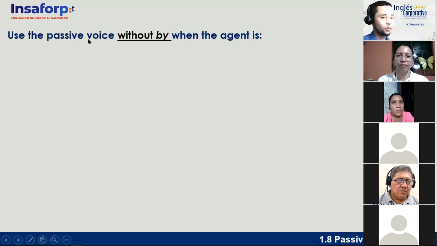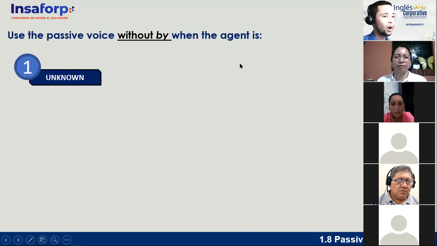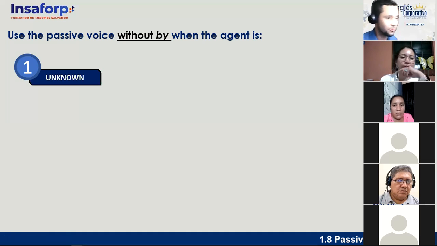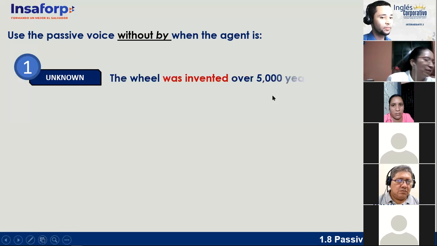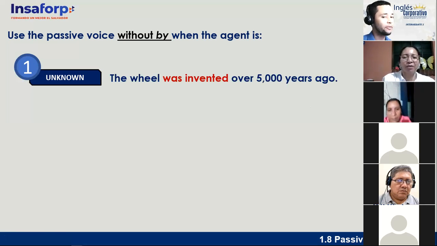Entonces, ¿cuándo vamos a ocupar el passive without by? Use the passive without by when the agent is, number one, unknown. What is the meaning of unknown? ¿Qué significa unknown? Desconocido. That is correct. Let's see an example. The wheel, la rueda, was invented over 5,000 years ago.